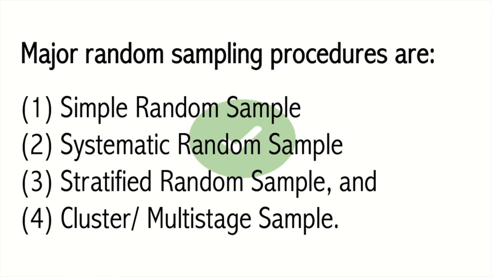The major random sampling procedures are: 1. Simple random sample, 2. Systematic random sample, 3. Stratified random sample, and 4. Cluster or multistage sample.